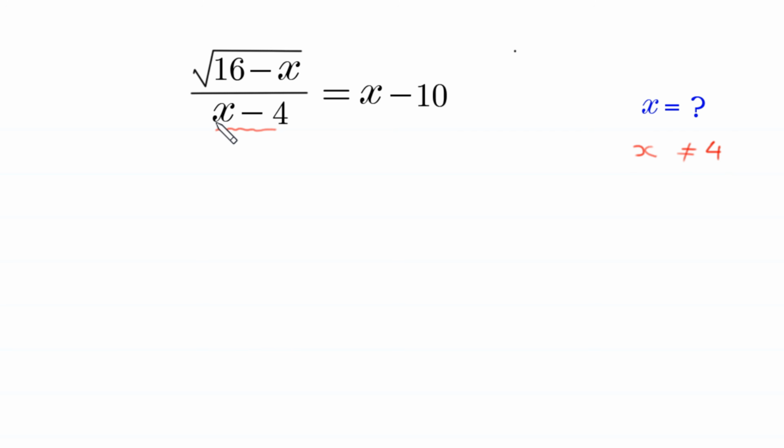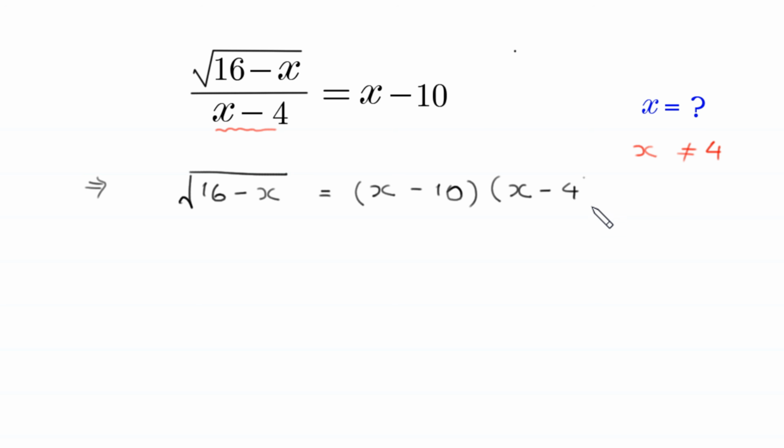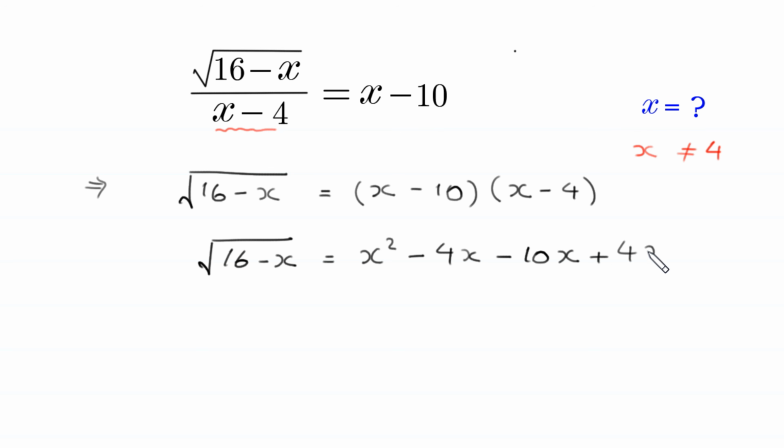Now if we multiply both sides by x minus 4, this implies that square root of 16 minus x is equal to x minus 10 times x minus 4. Next, square root of 16 minus x is equal to x times x squared, and x times negative 4, negative 4x, negative 10 times x, negative 10x, and negative 10 times negative 4, plus 40.